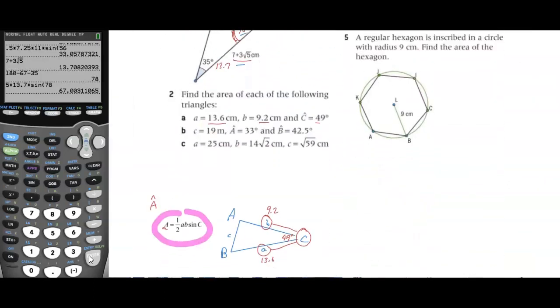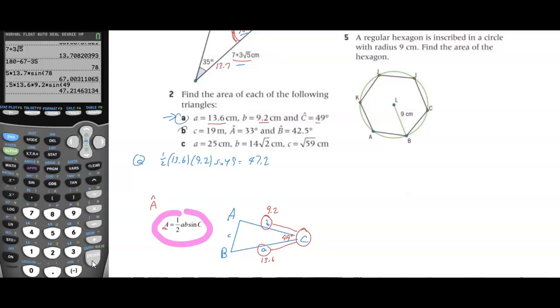Find the area of each of the following triangles. This one's pretty easy. It gives us ab sine C straight up. So all we need to do is multiply all these together. So we're just going to do for A 1/2 times 13.6 times 9.2 times the sine of 49, and that's going to give me the answer. So I'm going to put 0.5 times 13.6 times 9.2 times sine of 49. And the answer is 47.2. That is the area of this triangle A.